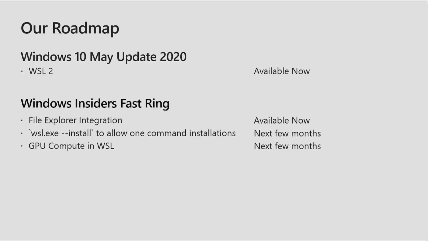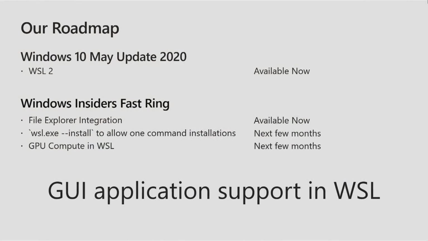And so this leads us to our roadmap of what you can expect to see from WSL in the future. The Windows 10 May Update 2020 has the Windows Subsystem for Linux 2 in it, which is available now. From there, if you're on the Windows Insider fast ring, you have access to File Explorer integration right away. And in the next few months, you're going to see wsl --install to allow one command line installations. And you're also going to see GPU compute in the Windows Subsystem for Linux as well in the next few months. And of course, there's one extra thing we have to talk about. We are adding GUI application support in the Windows Subsystem for Linux.